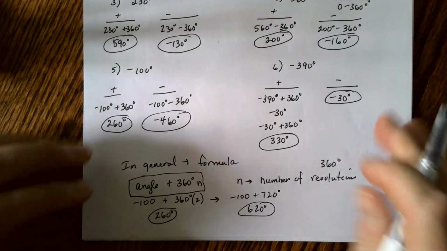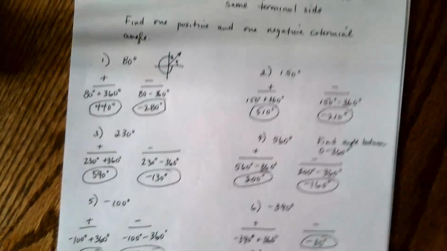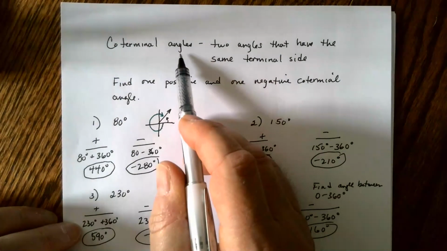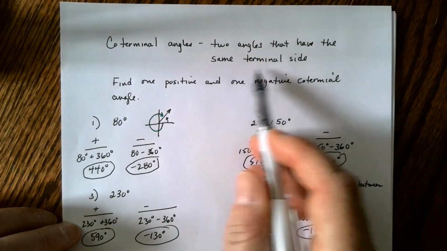Again, by definition, what is a coterminal angle? Coterminal angles are two angles that have the same terminal side.